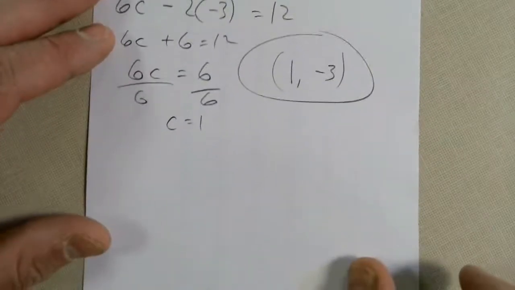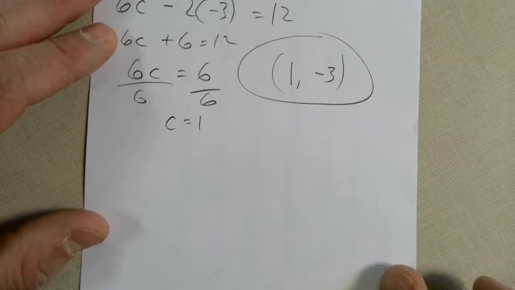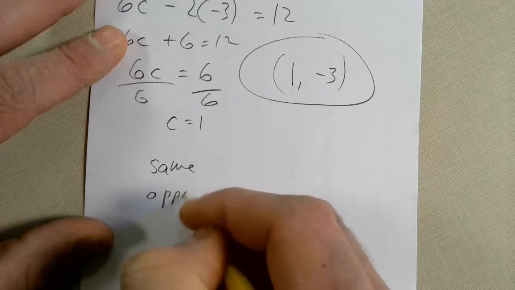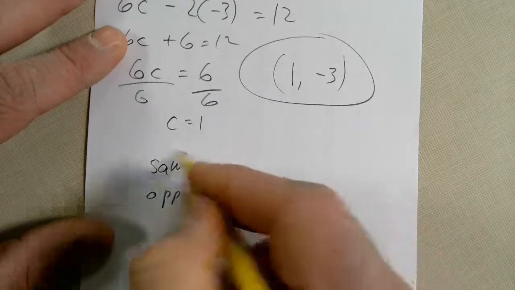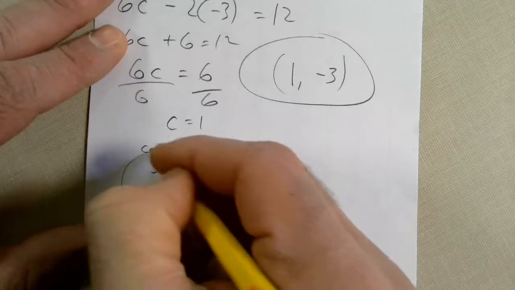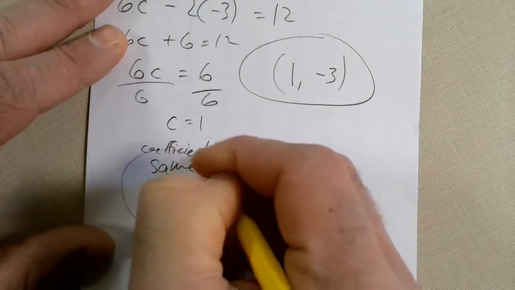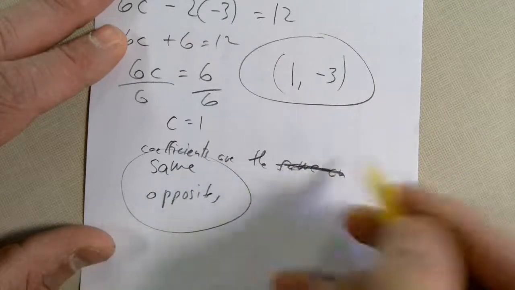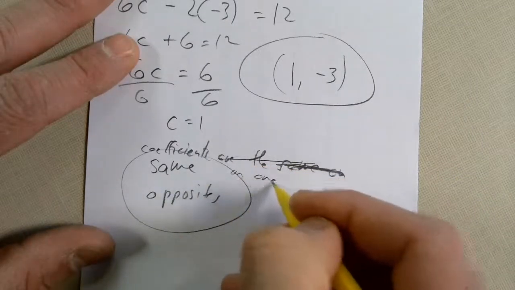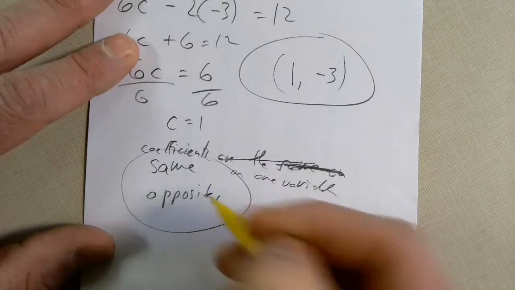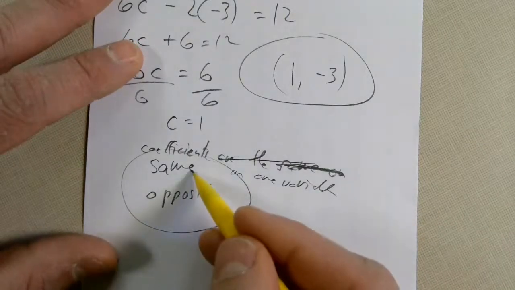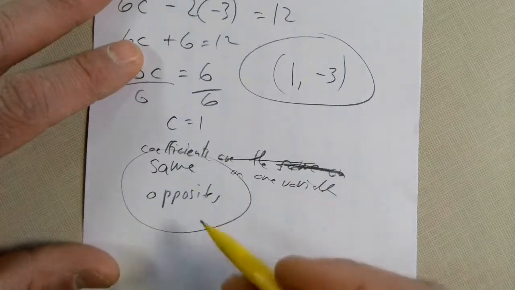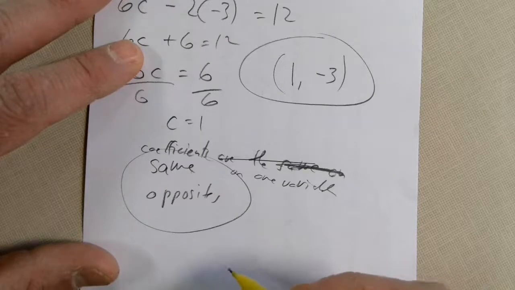Now, there's a couple cautions. When you do this, the coefficients have to be the same or opposites on one variable. If they're not, this is the coefficient. The coefficients on one variable are the same or they're opposites. If they're the same, you subtract. If they're opposites, you add. It eliminates one variable, then you find the other variable and plug it in.